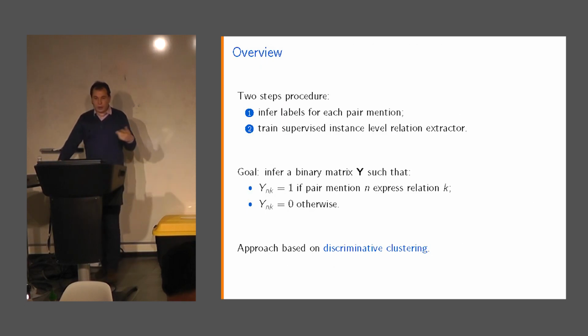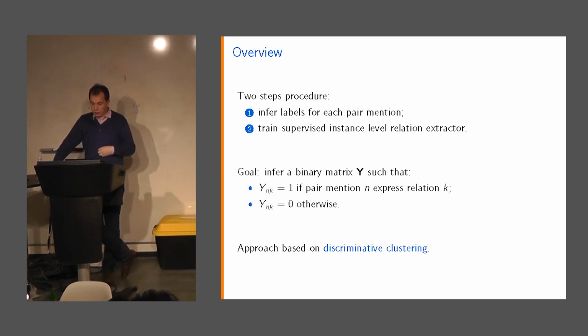And so what I will present now is a way to infer for each sentence the actual relation that is expressed in that sentence. Once you have been able to infer those labels, you can just train a regular classifier because you have, in that case, regular labeled data. And so the goal is to infer a matrix Y such that Y_nk is equal to 1 if the sentence n expresses the relation k and 0 otherwise.